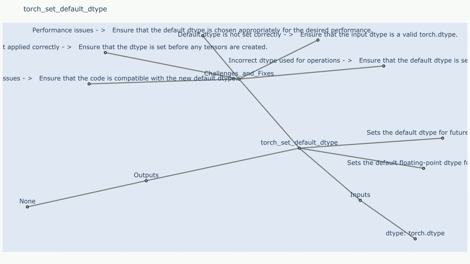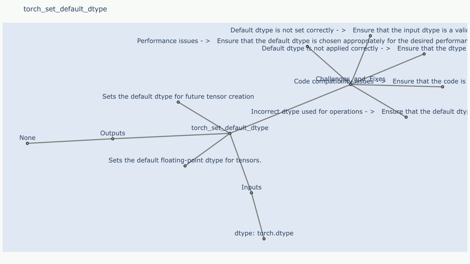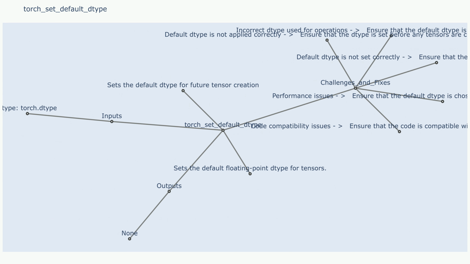Challenge 2: Confusion about the default data type for specific operations or modules. Sample use case: You might assume that all tensors created within a certain module use the default data type, while in reality, the module might have its own default data type settings or specific data type requirements for its operations.